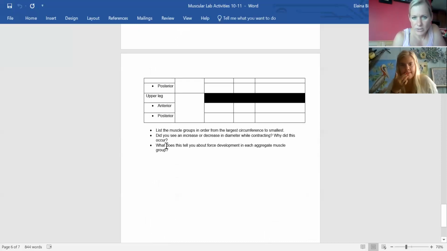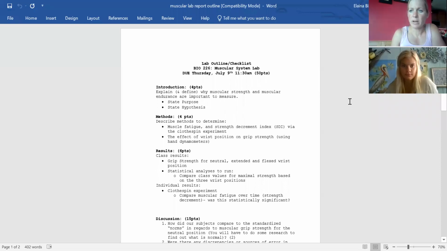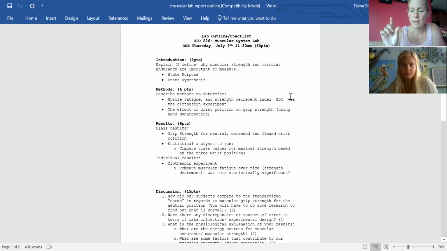And then a couple more questions there at the bottom to answer. And then you'll hand that in, and then you'll also have a lab report to go along with this. The lab report will focus primarily on two things. So we'll look at the strength decrement index with the clothespin, and then also the wrist position with the grip strength. So the hand dynamometers, and again, 3 or 4 people are doing that particular experiment, okay?